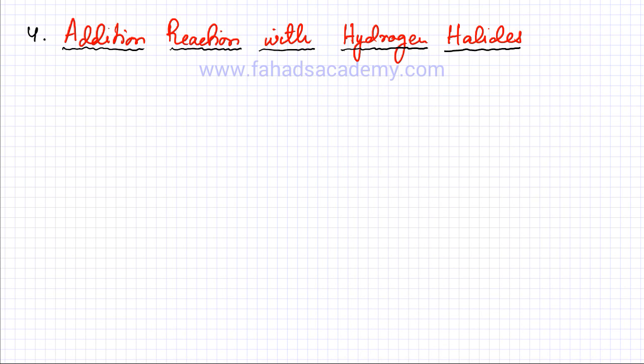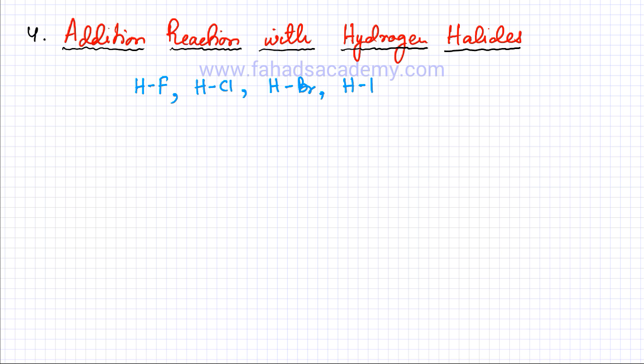The fourth type of addition reaction is an addition reaction with hydrogen halides. When we talk about hydrogen halides, we're talking about hydrogen fluoride. We're talking about the molecules formed when hydrogen and halogens react together. Group 7 elements are called halogens. So we're talking about the reactions of hydrogen fluoride, hydrogen chloride, hydrogen bromide, and hydrogen iodide. And how are they going to react with alkenes?